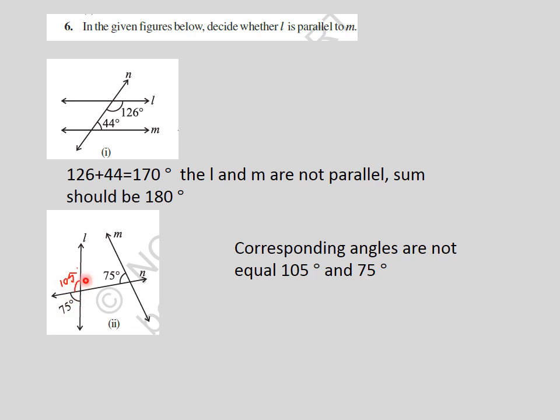Okay. Now this angle is 105 degrees and this angle is 75 degrees, and these two are corresponding angles on the same side. So corresponding angles are not equal, so the lines are not parallel. Simple. The corresponding angles are not equal, so therefore the lines are not parallel. Okay.